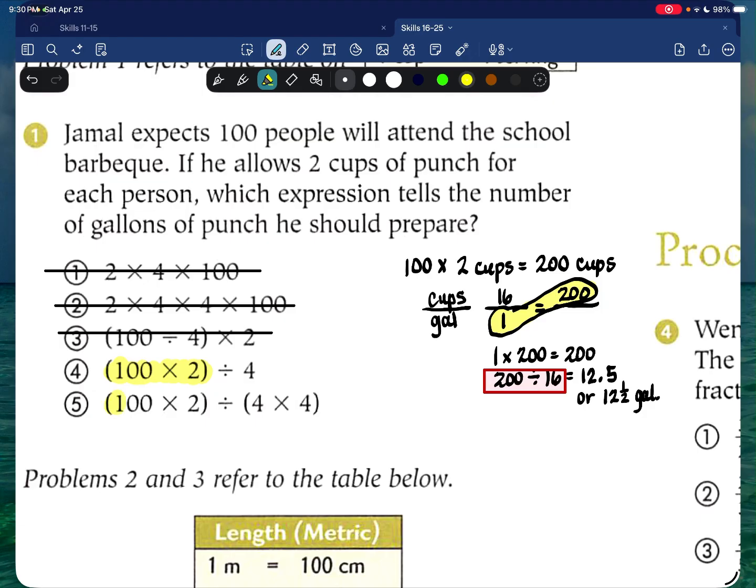But look at this one. There's the 200. And here is the divided by 16. That's the one we want. Number 5 is a solution to this problem. The way that I did it is also a solution to this problem. And you can use the way that makes most sense to you.